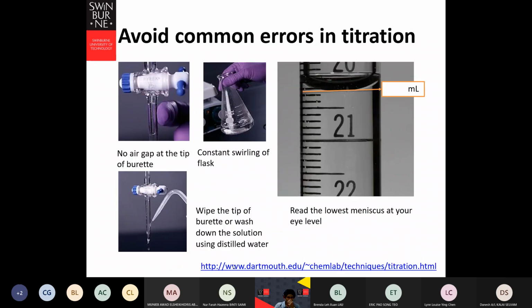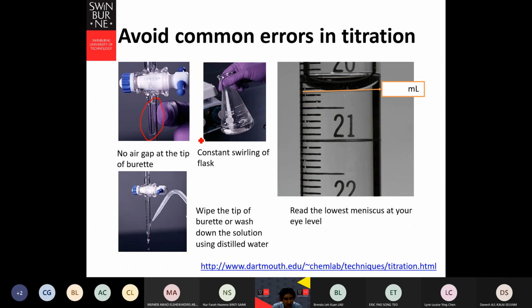Measuring error also can occur. So avoid common errors in the titration. When we fill up the burette, we should always check the tip part. Sometimes students never check that there is a bubble. There can always be a bubble. This big bubble is dangerous, and we have to remove it.